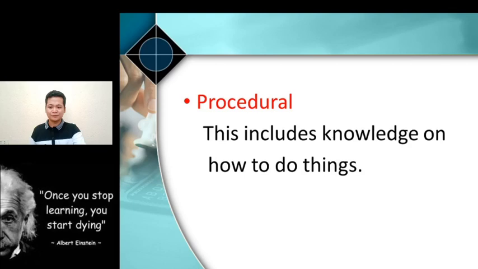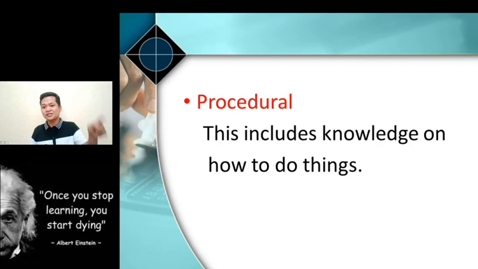Next type of knowledge is procedural. From the word itself, procedural, it requires a process. For example, how to do things, how to cook, right? How to cook adobo, for example, how to write a lesson plan. So it requires a step-by-step process. So this is a procedural knowledge.